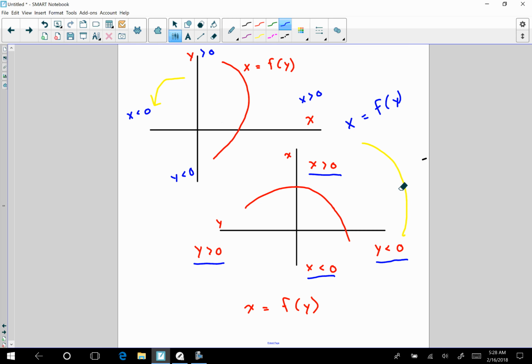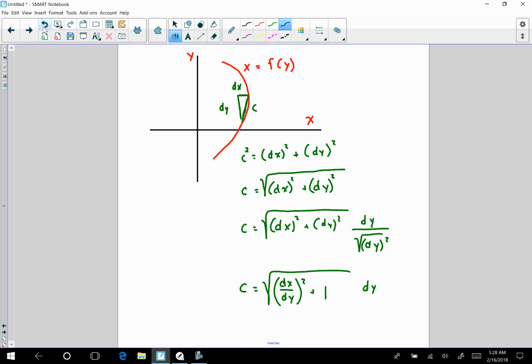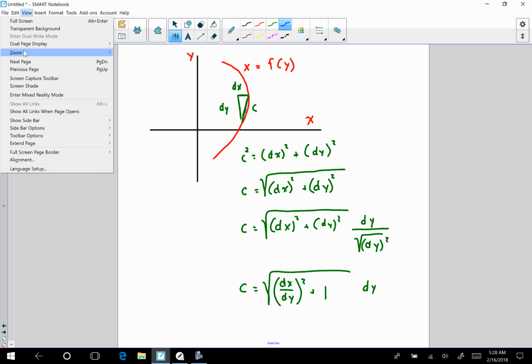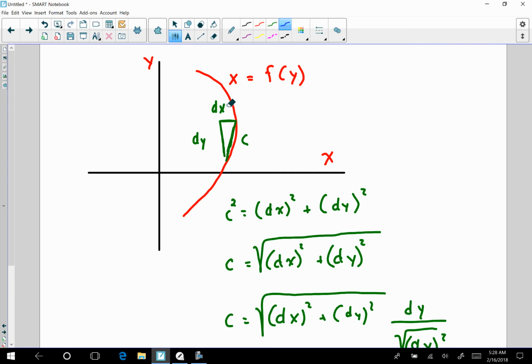So let's go back to our slide here, and let's see what we want to do. What we want to do is use the same process. We're going to use the same process to find this length. And again, I have a little triangle. I have this length c here. It's going to approximate a portion of the curve, x equals f of y.